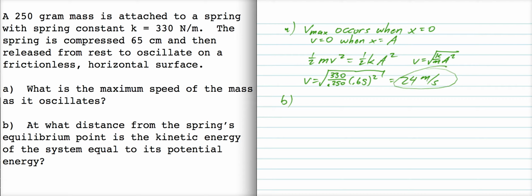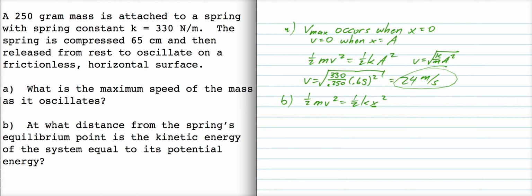Now for part B, we want the kinetic energy equal to the potential energy. So we want 1/2 mv squared to equal 1/2 kx squared. So let me substitute. There's a little trick here. There's a couple of different ways we can go, okay? So we're trying to solve for x.